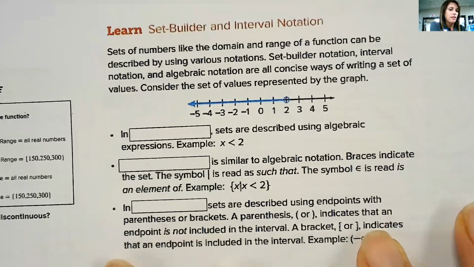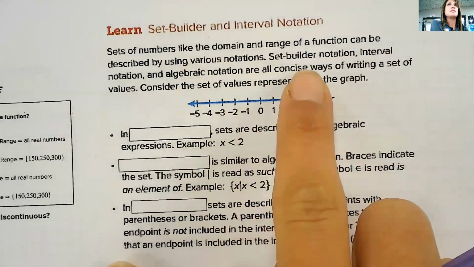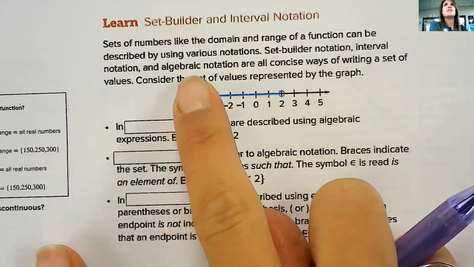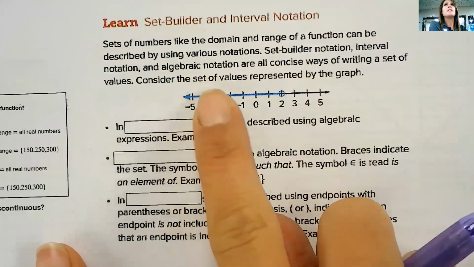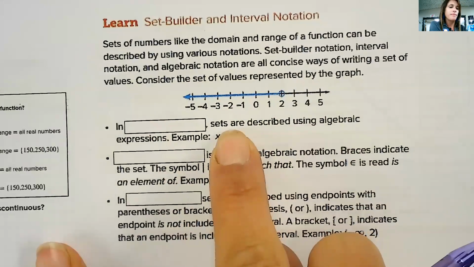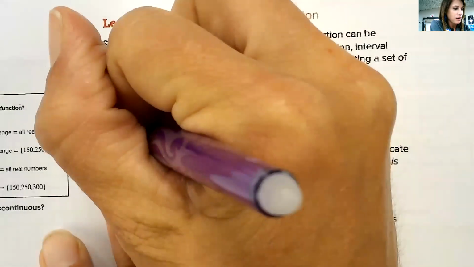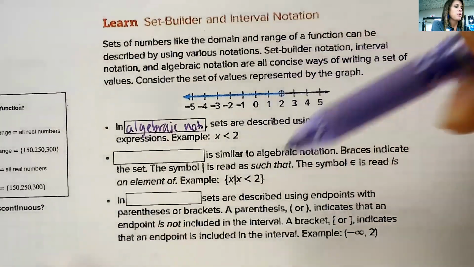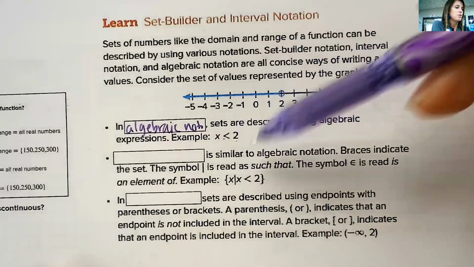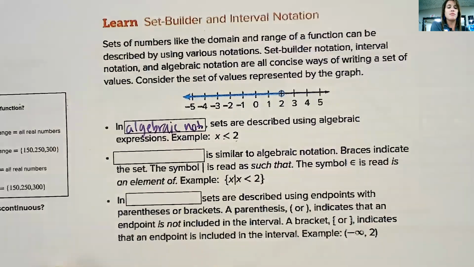Sets of numbers like the domain and range of a function can be described by using various notations. Set builder notation, interval notation, and algebraic notation are all concise ways of writing a set of values. Consider the set of values represented by the graph. In blank, that blank is algebraic notation. Sets are described using algebraic expressions. For example, x is less than 2. Okay, that would explain this sentence right here. Writing it like that is algebraic notation.